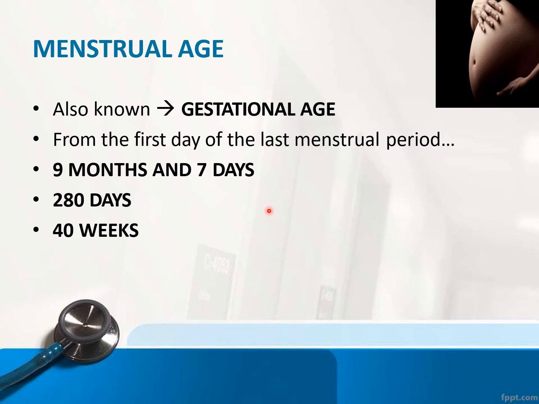This gestational age we calculate from the first day of the last menstrual period, that is known as LMP, last menstrual period, first day of the last menstrual period. From that first day, if you add 9 months plus 7 days, you will get the expected date of delivery also.